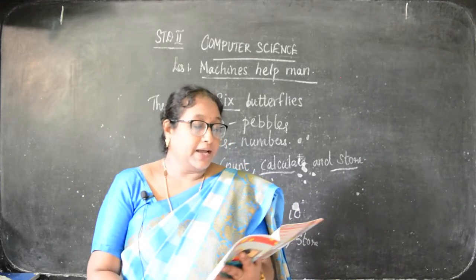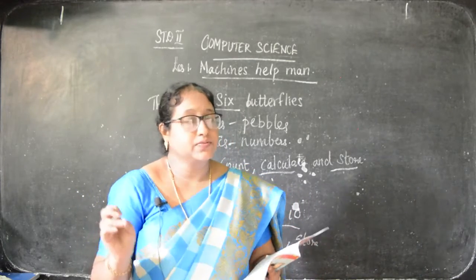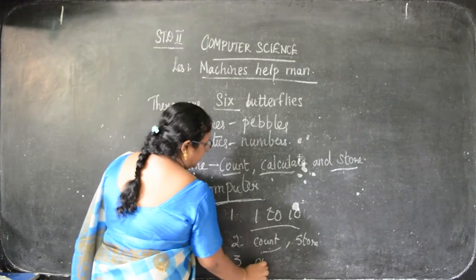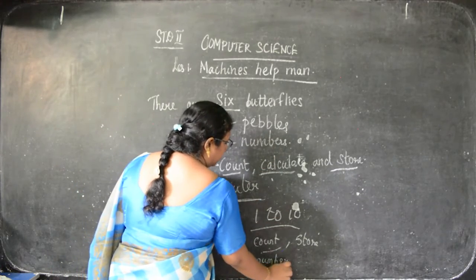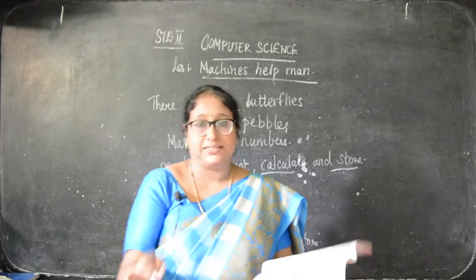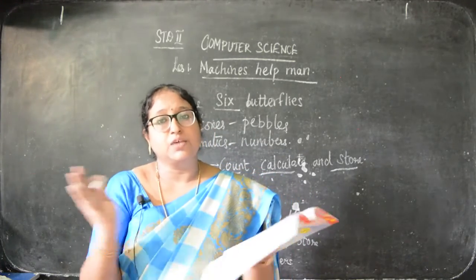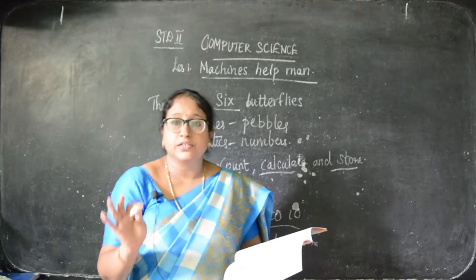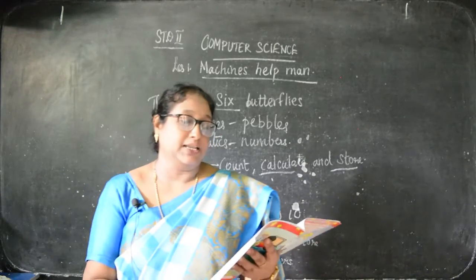Then third, mathematics works with what, children? Numbers, I said. Mathematics works with numbers. In maths, what will come for you always? Numbers, right? We call it maths; the full form is mathematics. In mathematics, what do we get? Numbers, right? So mathematics works with numbers.